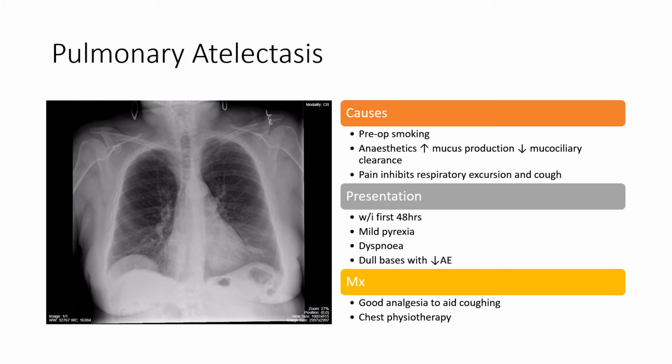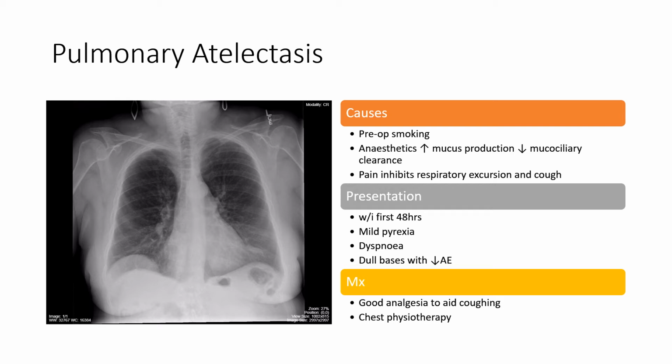Pulmonary atelectasis, very, very common. And these patients tend to present with symptoms of fever, cough, and difficulty breathing. And in most cases, you want to look at some of the risk factors.